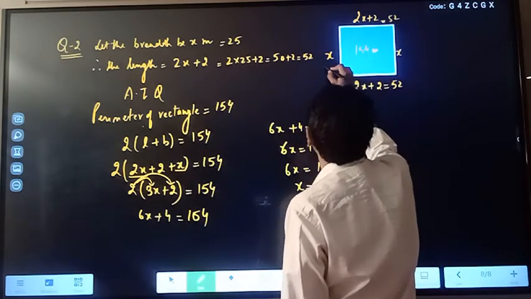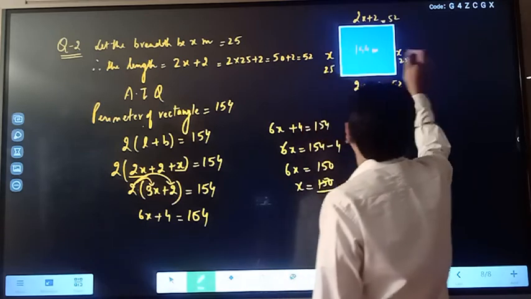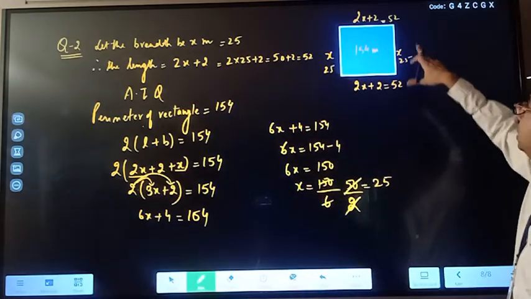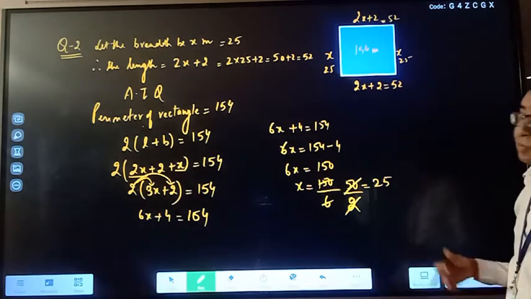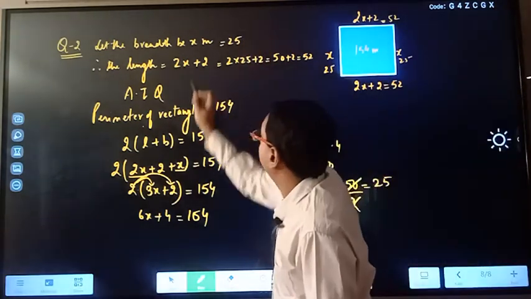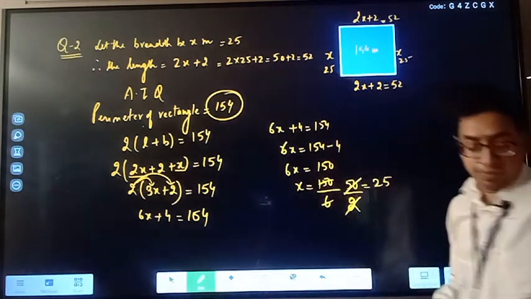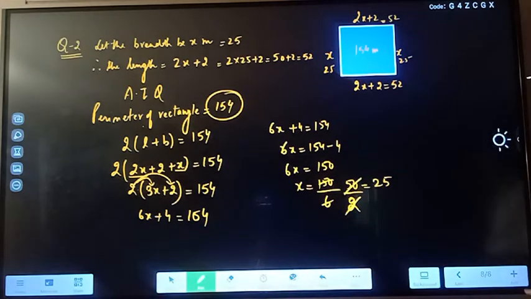and breadth is 25. 25 plus 25, that's 50. 52, 52, that's 104. 104 and 50, 154. Hence, verified also. Are we clear? Any doubt anyone is having with this question?